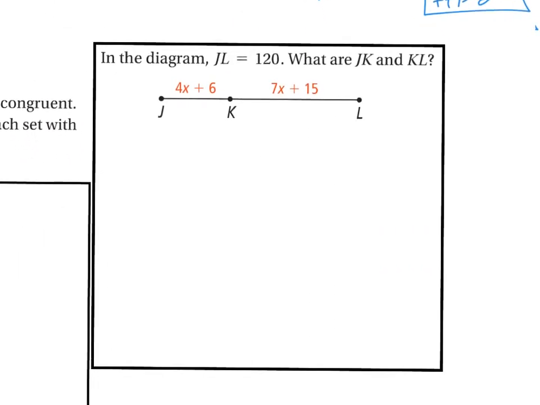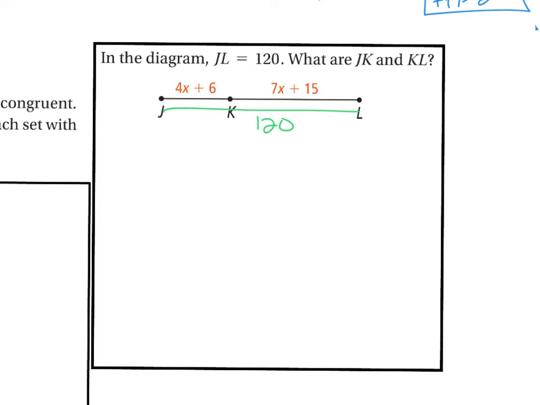All right, moving on. Now we have in the diagram, this is like the one above, JL equals 120. What are JK and KL? So the whole thing equals 120. All right, so what do we have to do?